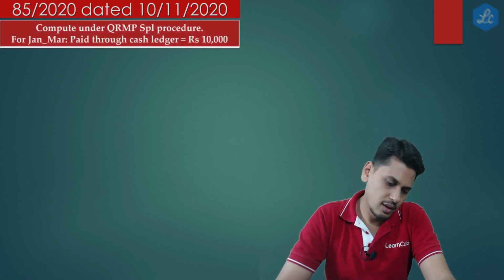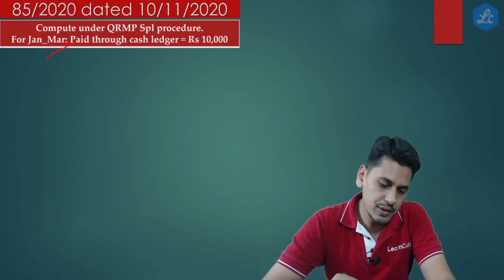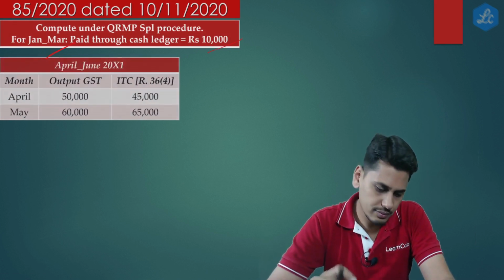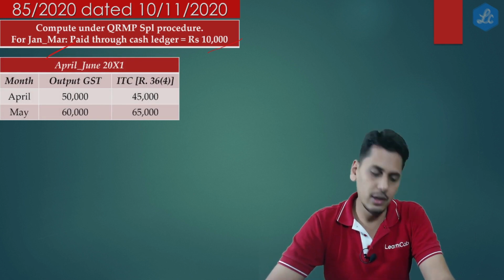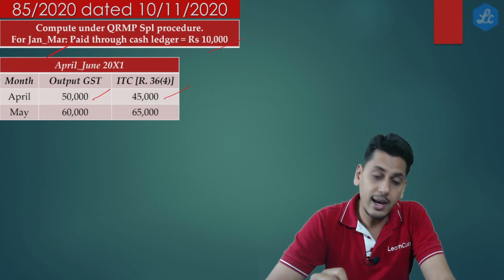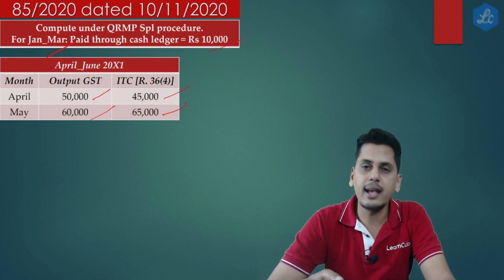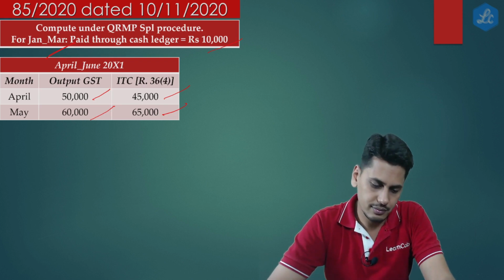Friends, let's take an example. For the tax period January to March, amount which was paid by debiting the electronic cash ledger is 10,000. The data is given for April to June. Output for April is 50. Input tax credit is 45. For May, output is 60. Input tax credit is 65.